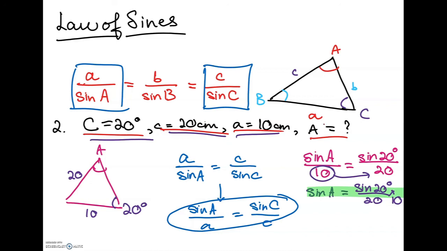But if you can recall, we're asked for what A is. We're not asked for what sine A is. So to find A, we're going to take the inverse. So it's going to be A equals sine inverse of 10 times sine of 20 degrees over 20. I just took the inverse to make A come on its own. So when we put this into our calculator, we're going to get the final value of A.